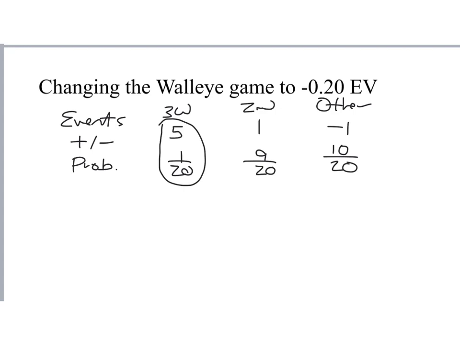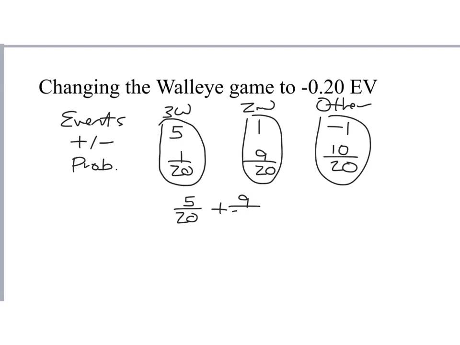Okay, if I calculate this, I start multiplying my gain-loss times my probability. I've got 5 out of 20 plus 9 out of 20 minus 10 out of 20. Adding these up, 14 minus 10 is 4 out of 20, which is 1/5. That's 0.2 positive. So in this case, they're winning 20 cents every time they play the game. Still need to make some changes.